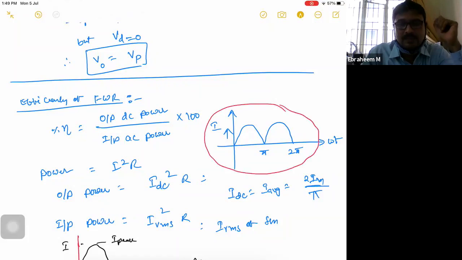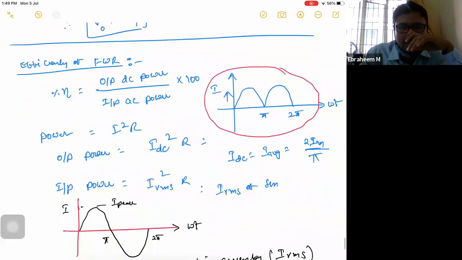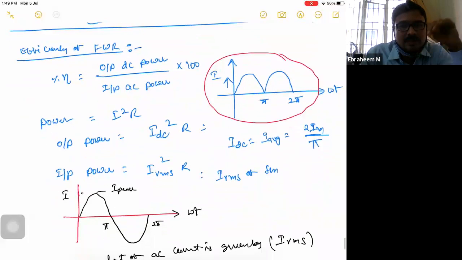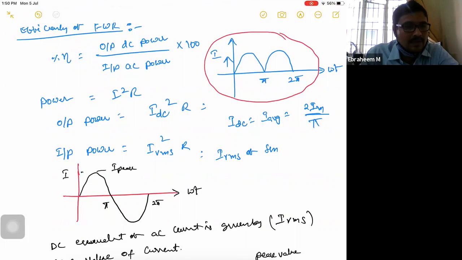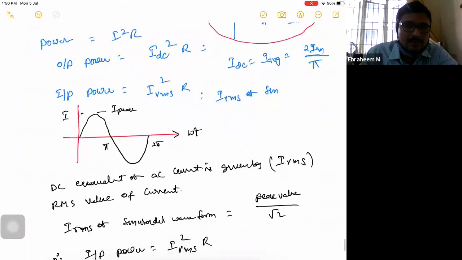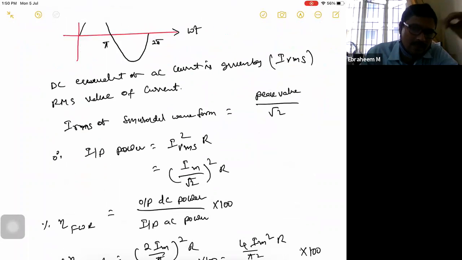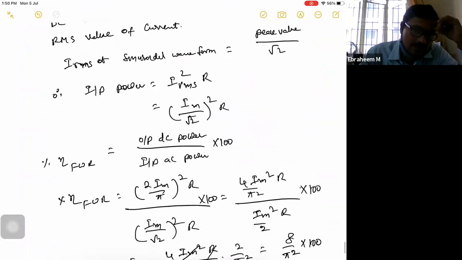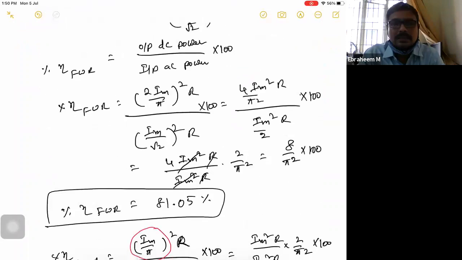This is the full wave rectified waveform. Its average value is equal to Im by pi. Whereas the input AC voltage waveform's DC equivalent is given by its RMS value, and since it is a sinusoidal waveform, its RMS value is given by maximum value by root 2. Therefore, we were able to find the input AC power and output DC power. Using those values, we substituted and got 81.05% as the efficiency of the full wave rectifier.